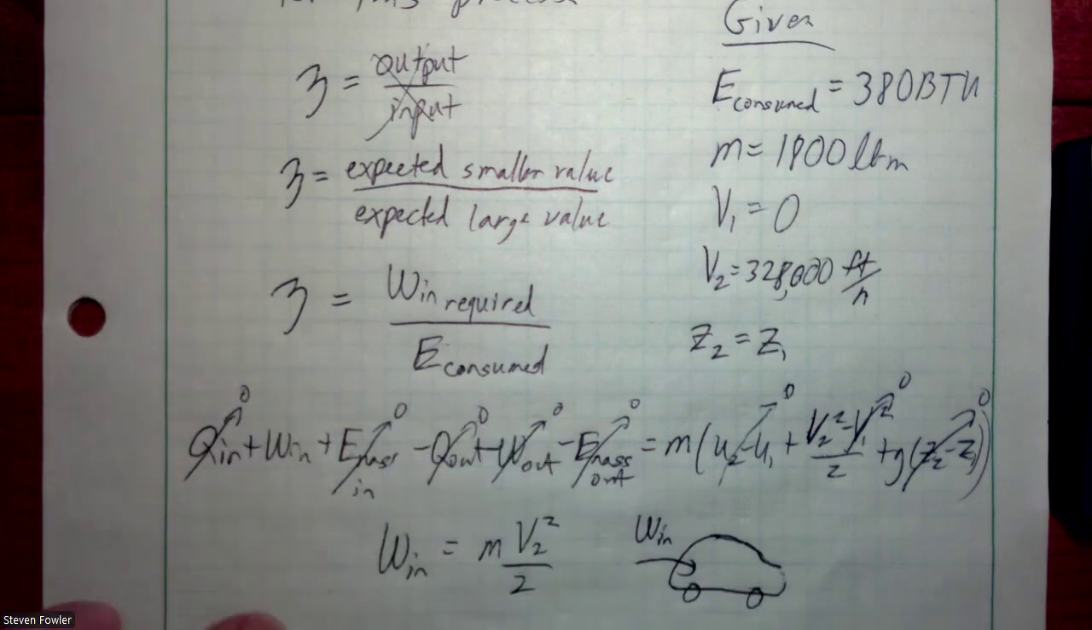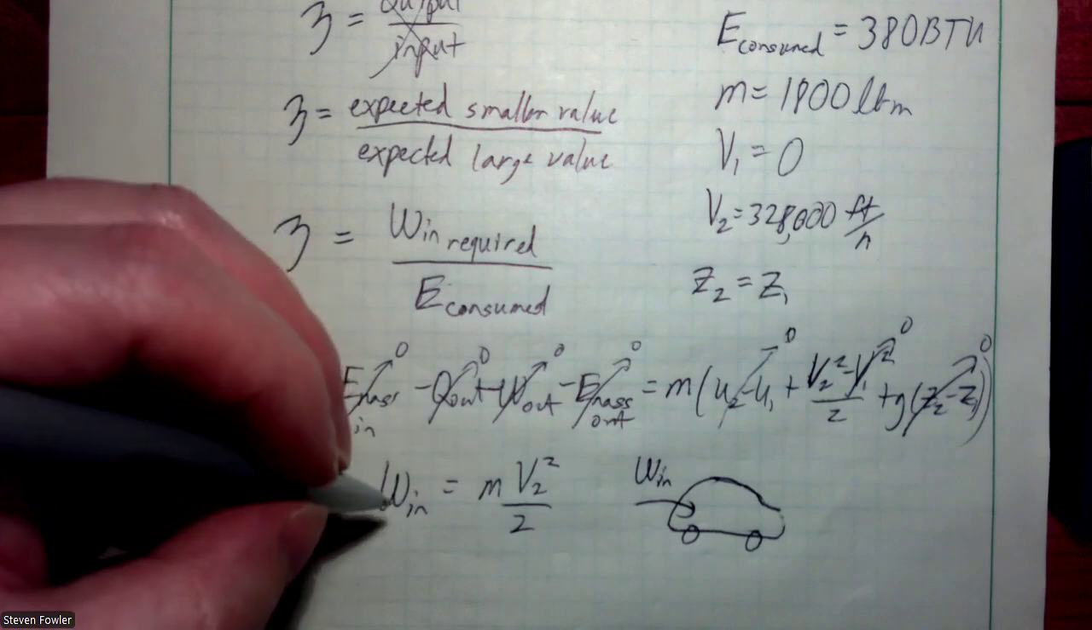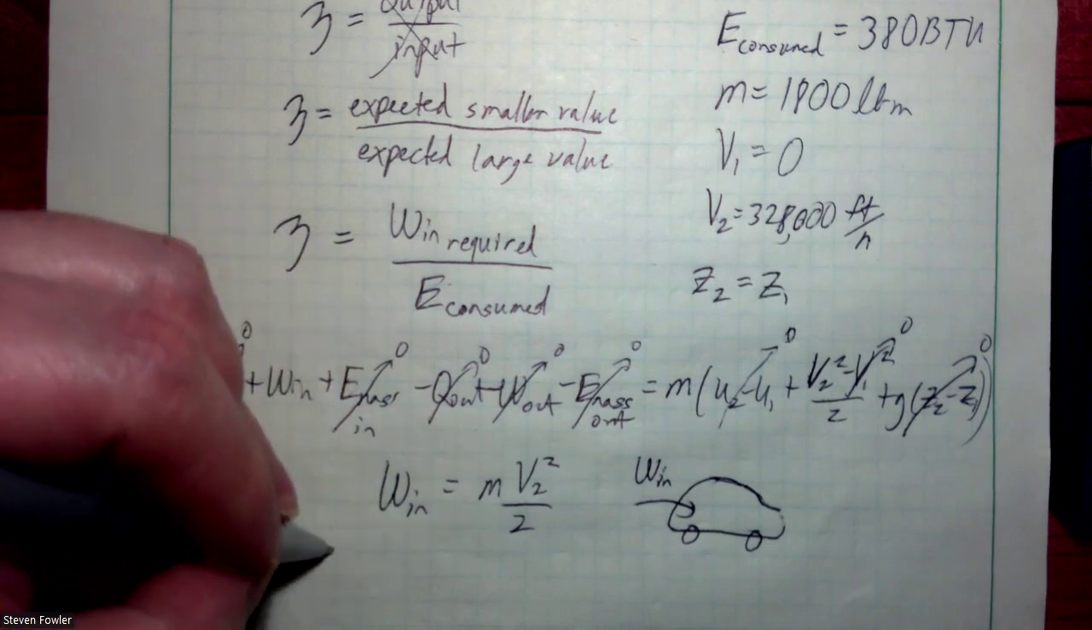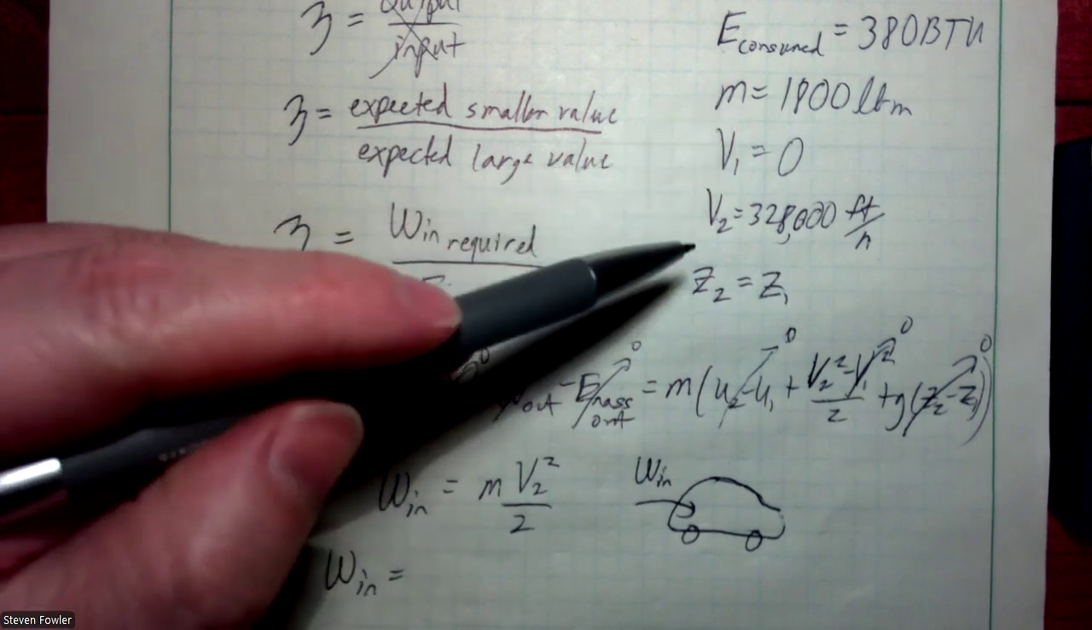The energy coming in causes the kinetic energy of the car to change. It's basically a physics 1 problem from that aspect. So let's start working it. So the work in, I think I've got all this information, right? I know the mass, I know V2.